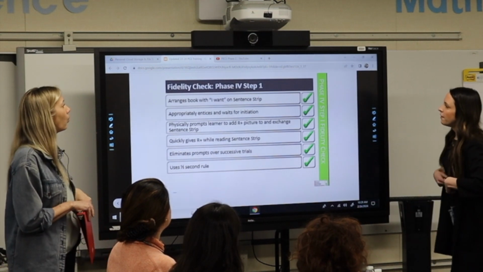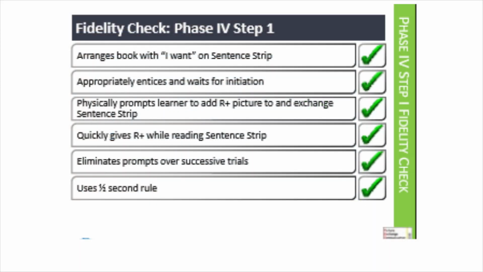Okay, so that's step 1. So we want to make sure that we arrange the I want, appropriate, entice, and initiate, with a physical prompt. Okay, we just went over that.